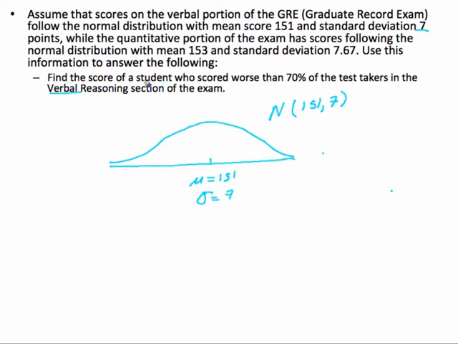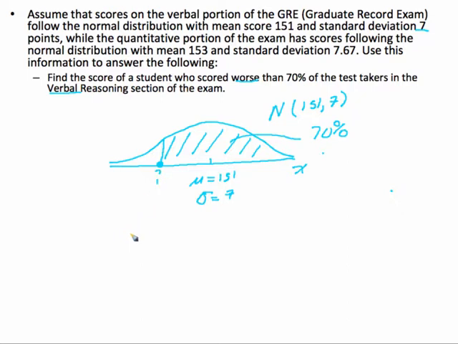Okay, so find the score of a student who scored worse than 70% of the test takers in the verbal reasoning. What that would mean is 70% of the folks are above them. In other words, that area is 70% right there. Why? Because they scored worse than 70% of the test takers. Poor person, time to take it over, right? Again, the horizontal axis represents test scores, and we want to know what their test score was. So we're looking for the position on the axes there.